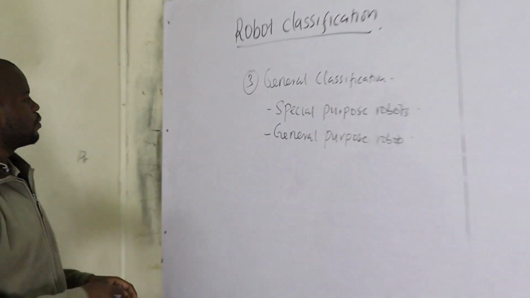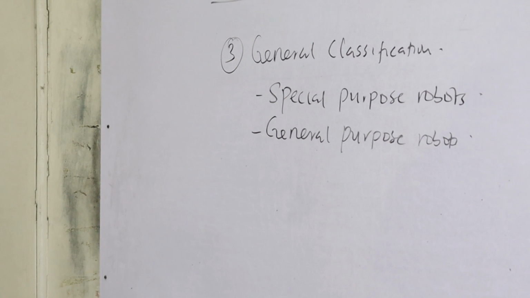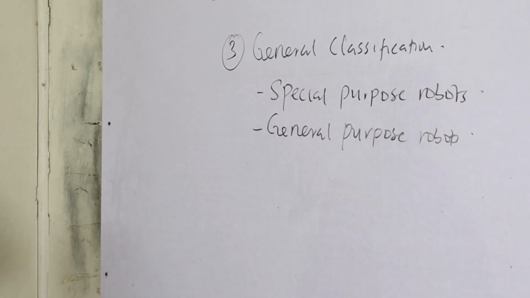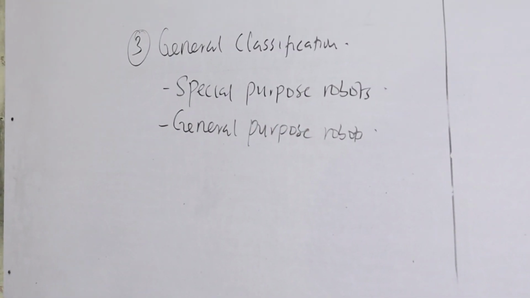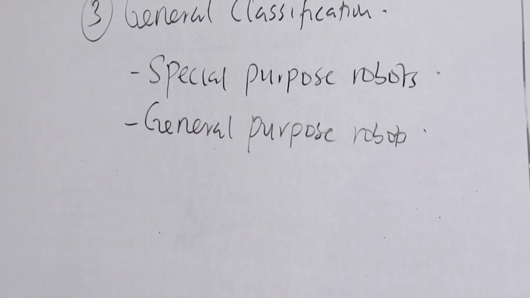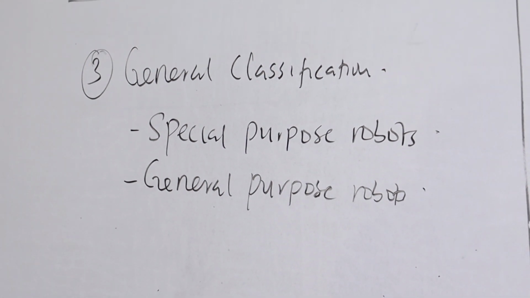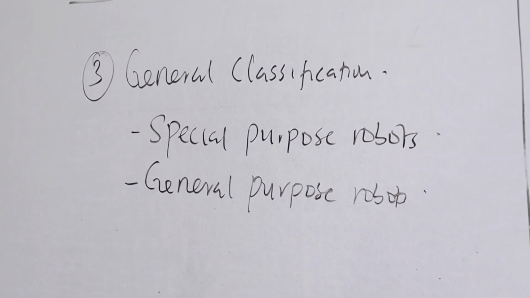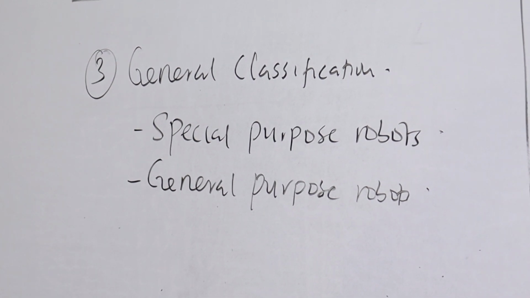The bottom line is, when you talk about special purpose robots, we are simply talking about robots that are made to carry out a specific task. They usually have a limited range of specific jobs that they can do. As we have said earlier, these can be welding, painting, casting, among others, or even material handling.